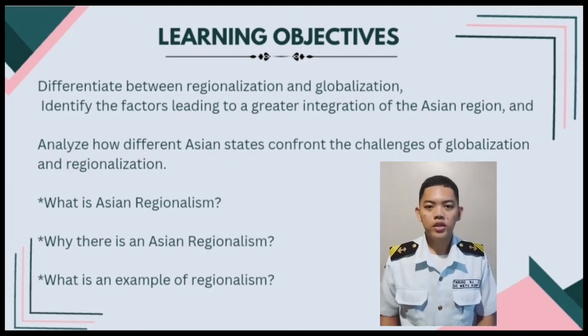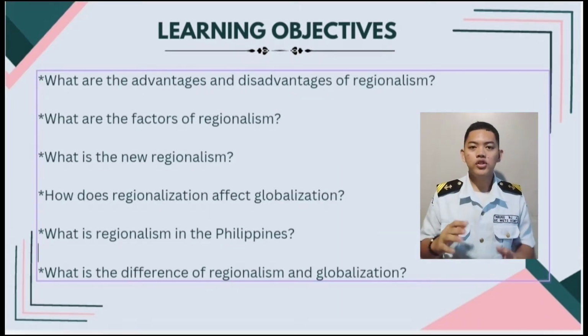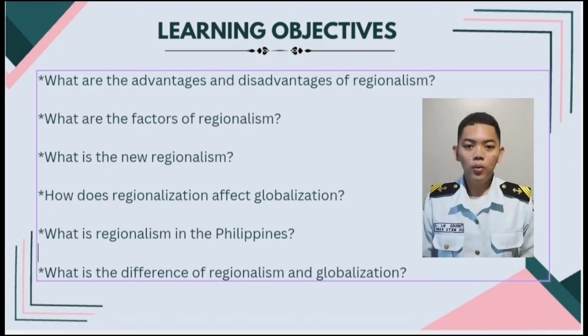Next is, what is Asian regionalism? Why is there an Asian regionalism? And what are the examples of Asian regionalism? What are the advantages and disadvantages of regionalism? What are the factors of regionalism? What is the new regionalism? How does regionalization affect globalization? And what is regionalism in the Philippines? What is the difference between regionalism and globalization?